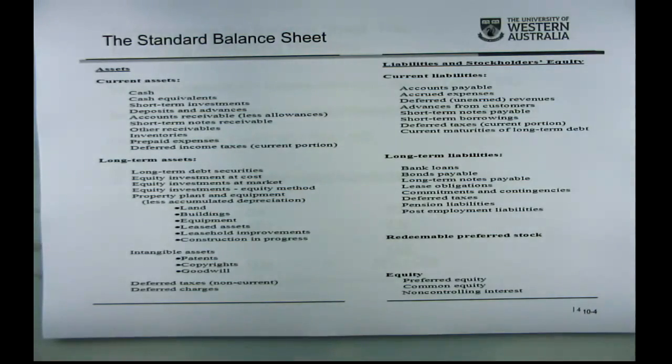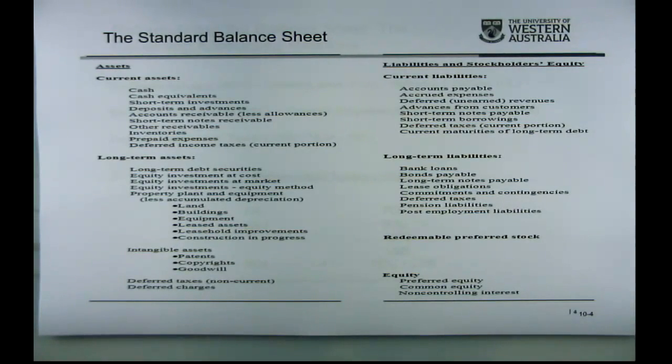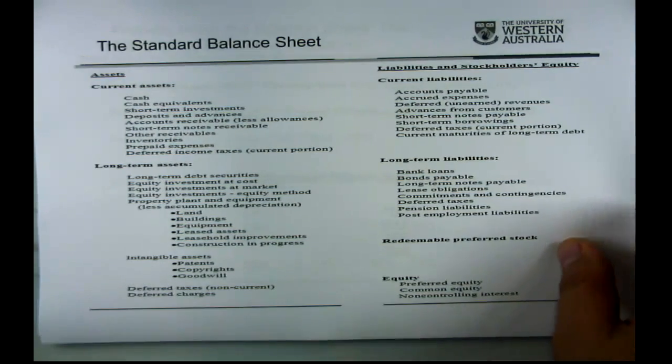This is the standard balance sheet. This is how a standard balance sheet looks. Normally we have assets on one side and liabilities and equity on another side. Assets are usually classified as current assets or long-term and fixed assets. Liabilities are also classified as either current liabilities or long-term liabilities. Then we have equity, and the two sides must be equal.